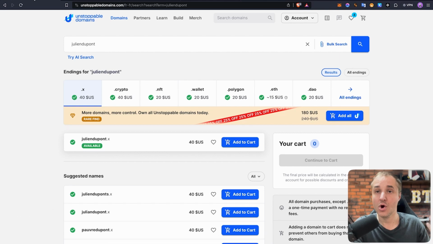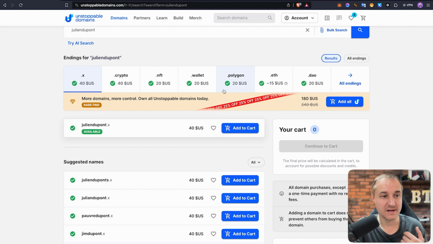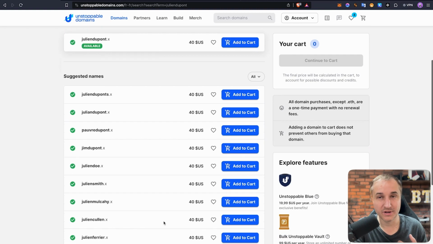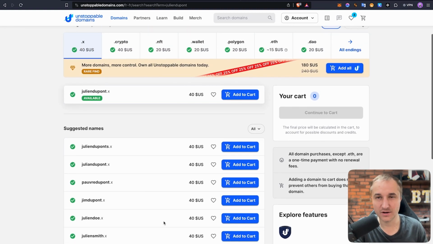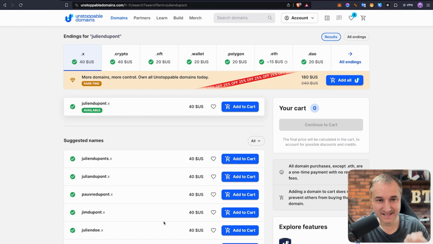I'll show you that later. You should know that not all domain names are compatible with all applications at the moment, and that's a shame. For example, .crypto, .polygon, .wallet, .bitcoin are not going to be available directly via your MetaMask. In any case, I haven't managed to do it, so I think it's not possible for the moment, but it is accessible with other applications.